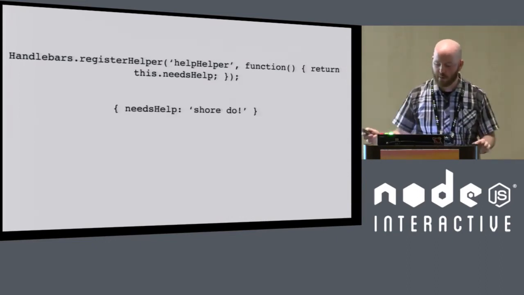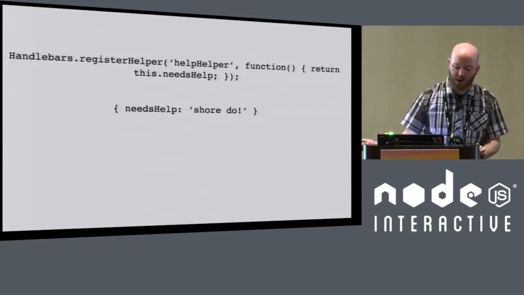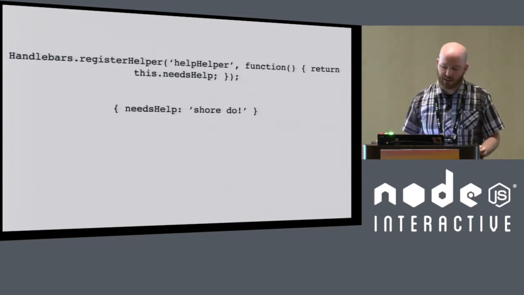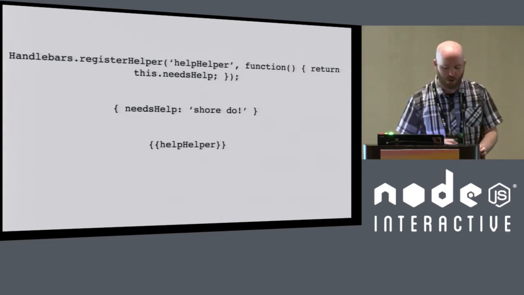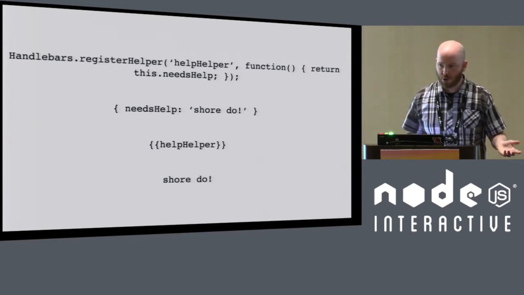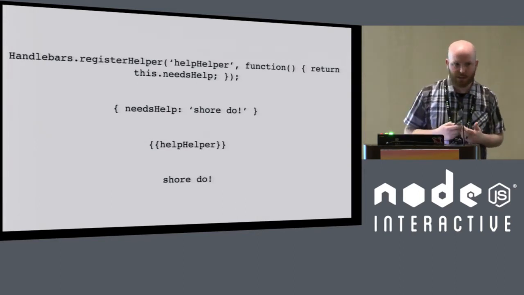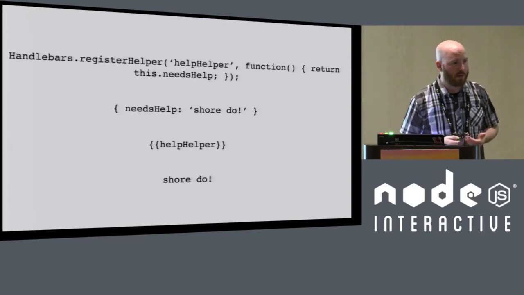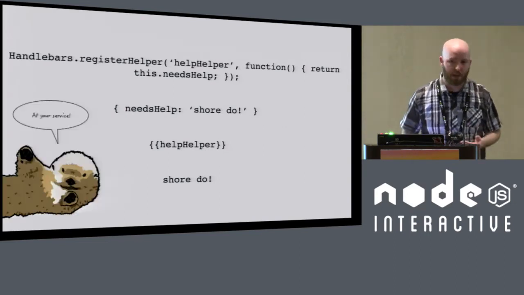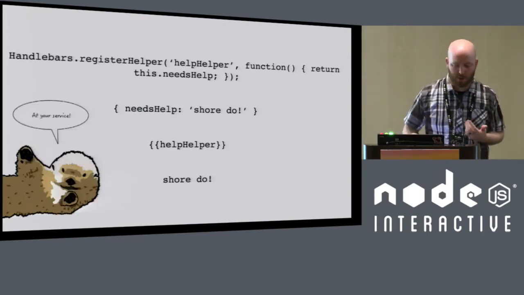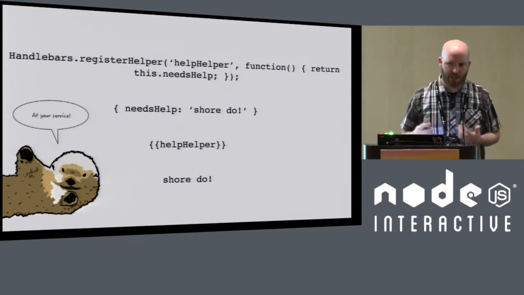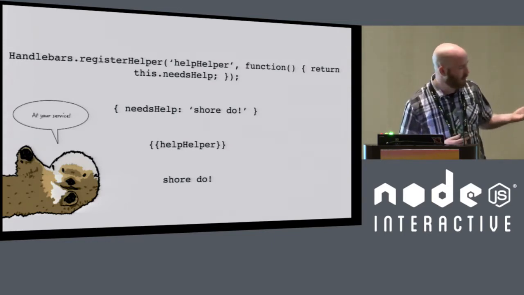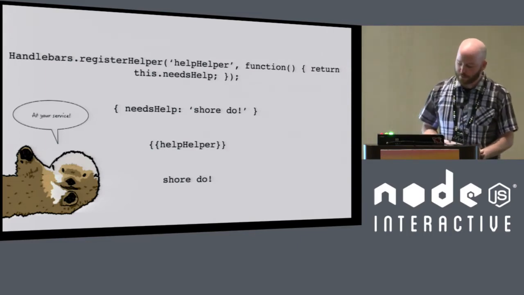So what would that be? If you pass some context data, which has a needsHelp property, which says sure do, and you call the helper like so, you will get sure do as the output. This is the current context data that you have passed into your template, which is really nice. You don't have to go around passing in a lot of arguments if you just need to access the current data context. And there's our Otter helper.